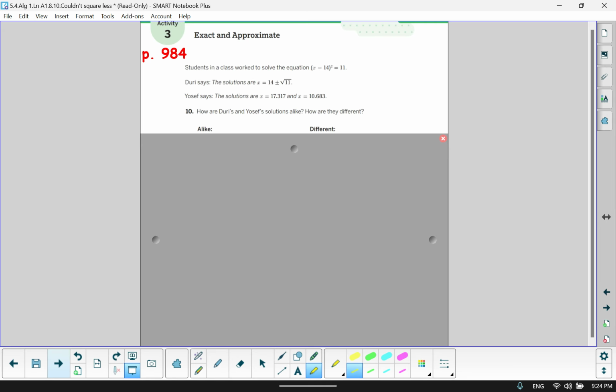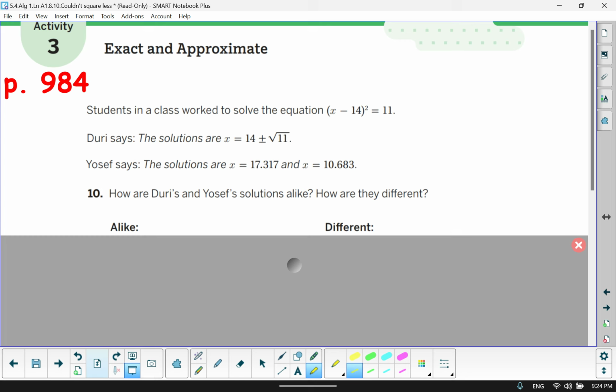All right, so we're going to take a look now at page 984. We're trying to solve the problem (x minus 14) squared equals 11. Now, Dury's got 14 plus or minus the square root of 11. Yosef's got 17.317 and 10.683. How are Dury and Yosef's solutions alike?